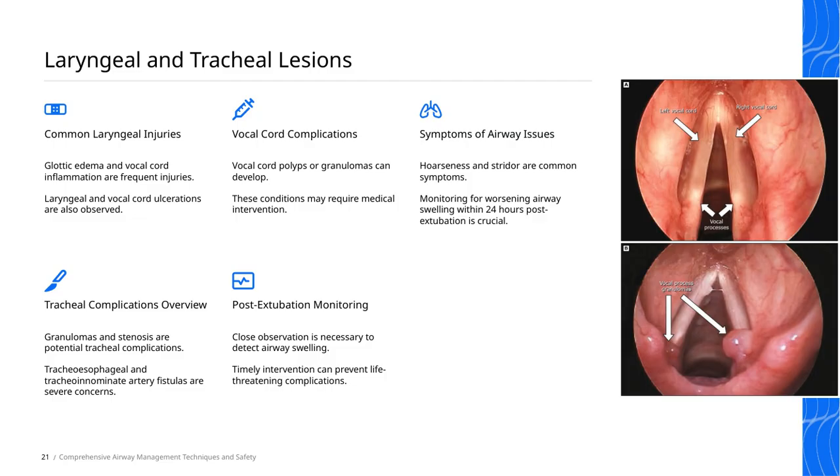Finally, understanding the range of common laryngeal injuries helps us anticipate and manage potential issues. These injuries include edema, inflammation, ulcerations, and even granulomas. Recognizing these early signs and symptoms allows us to intervene appropriately, ensuring patient safety and optimal airway function.